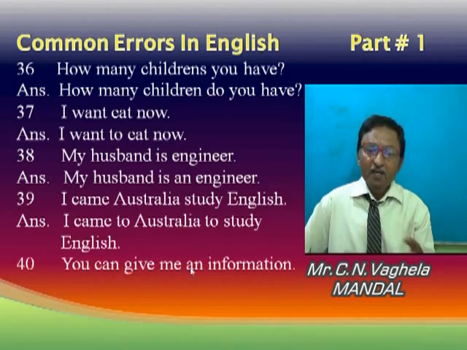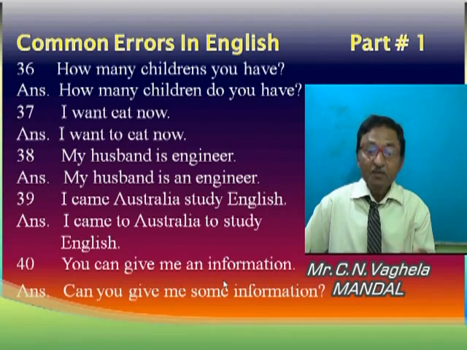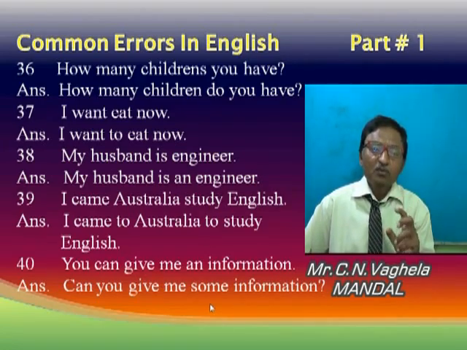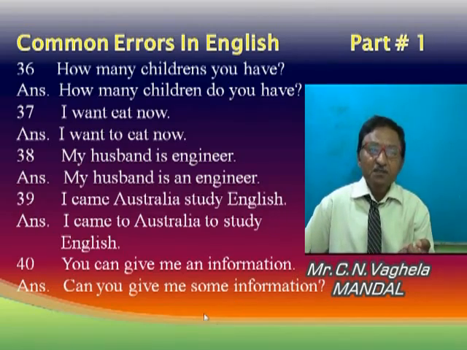You can give me an information, that is wrong. Can you give me some information? Not informations to you, information, singular. Some words we use in singular form only. Can you give me some information? That is correct.